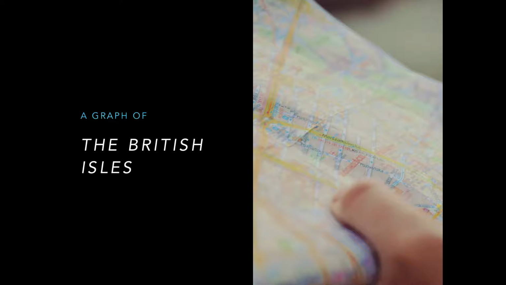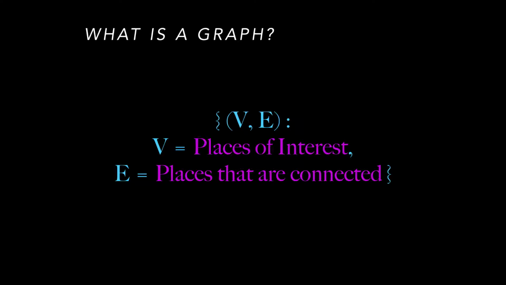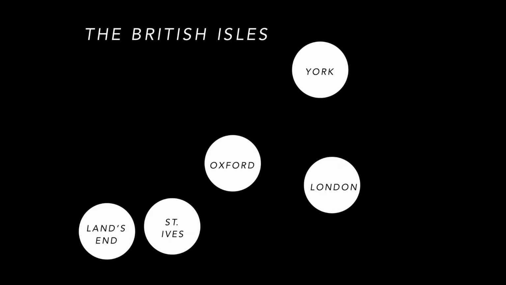So to do this, I'm going to start thinking about a sample data set that would be very well modelled by a graph, which is the British Isles, and potentially the rail infrastructure within the British Isles. Thinking about our graph definition again, the vertex set will be places of interest, and the edge set can be places that are connected. So thinking about that in diagrammatic form, the vertex set is all of the towns that you might want to visit, and the edge set is all of the connections that sit between them.